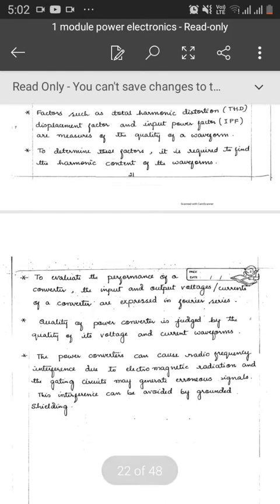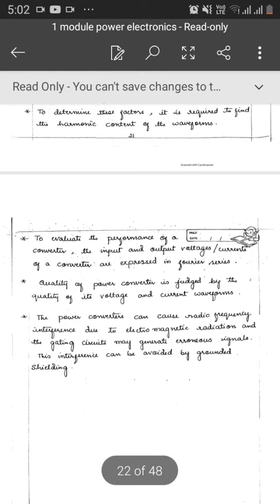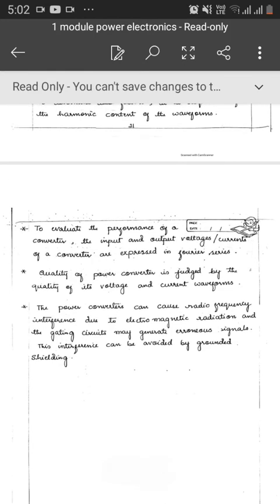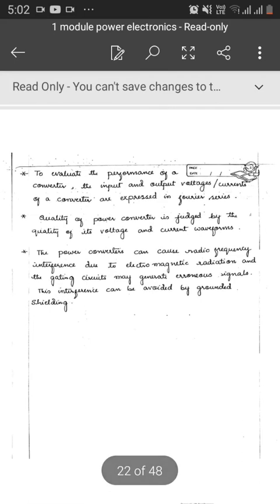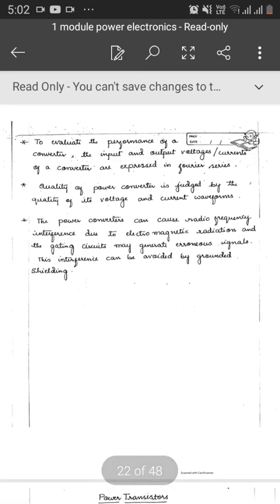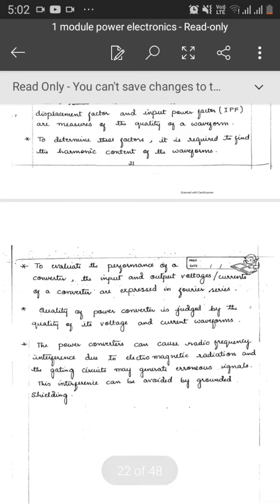The power converters may generate electromagnetic waves which can cause radio frequency interference. The gating circuit may generate erroneous signals due to the radio frequency interference. Such interference can be avoided by grounded shielding. So this is about the peripheral effect.